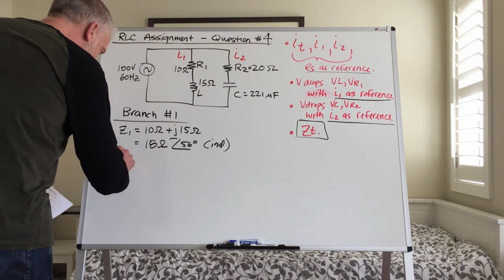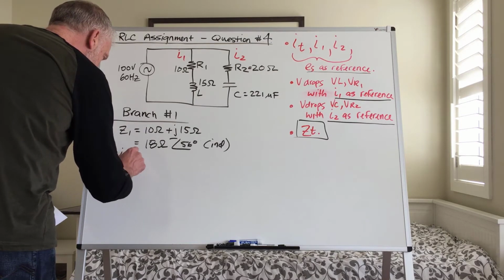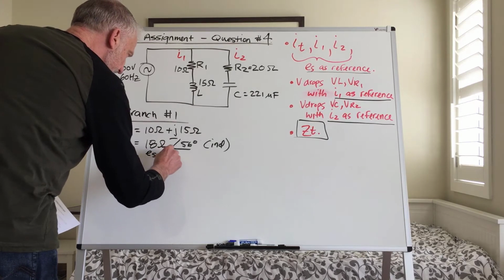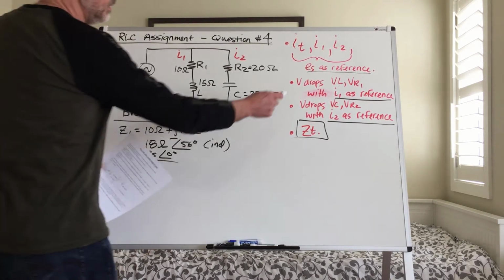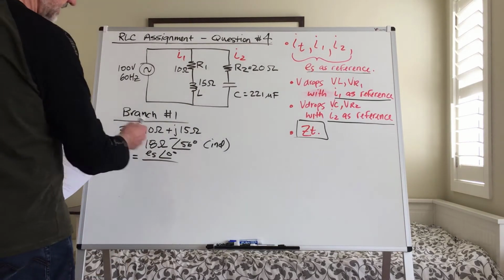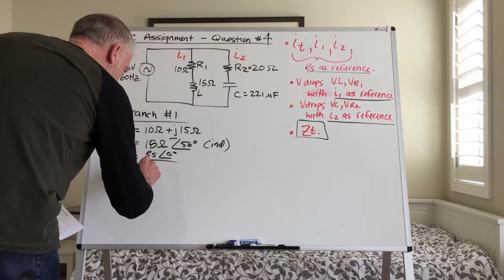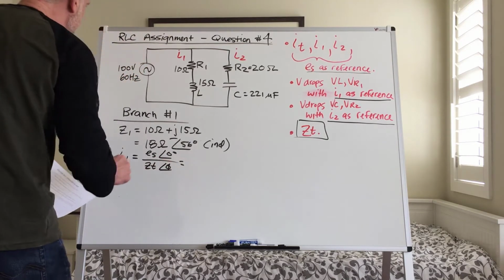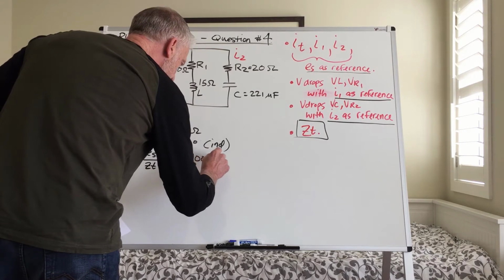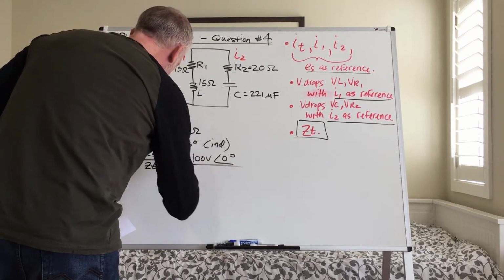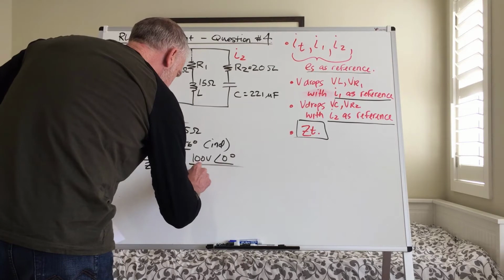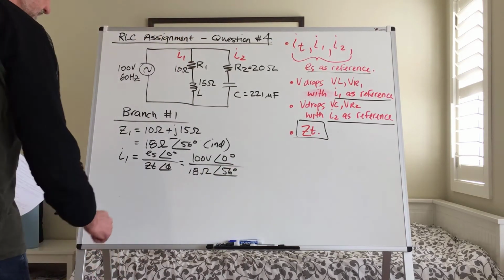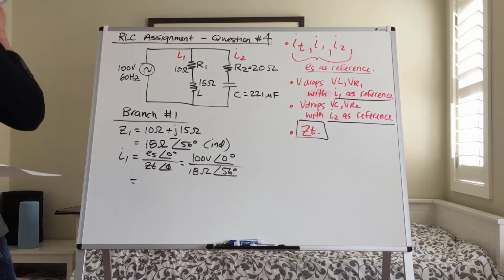I'm sorry, I have to now indicate the I1 value, which will be our source voltage, E source, at 0 degrees. And remember, we were using E source as our reference, so I've got E source at 0 degrees divided by that impedance, Z, at angle phi. So in this case, we have 100 volts at 0 degrees divided by our impedance, which is 18 ohms at 56 degrees, to give us a current, which is going to be lagging, of course.